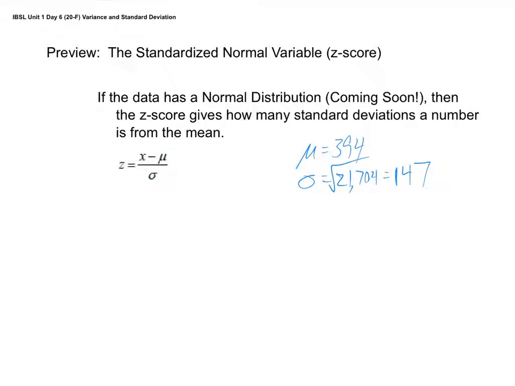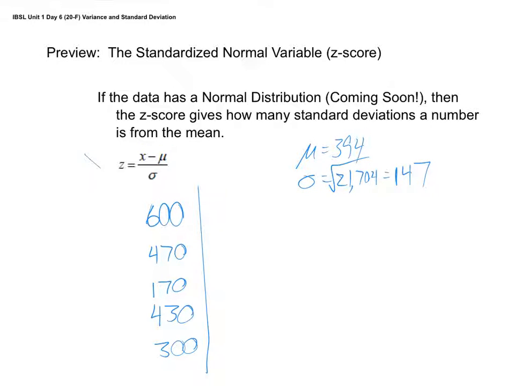So, and then we had 5 pieces of data, right? So, someone read out our data for us, please. What were the 5? 600. 470. 170. 430. 300.